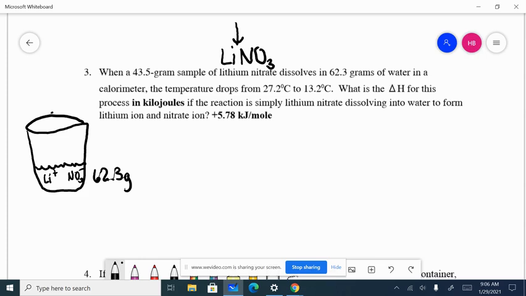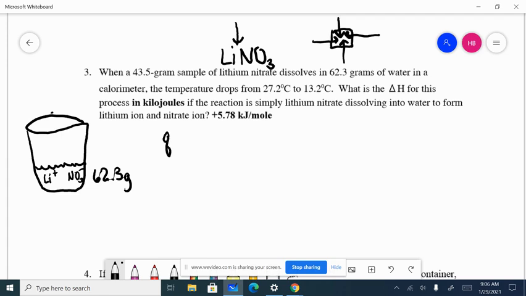energy from the water. So remember, we talked about system, and everything else is the surroundings. So what's going to happen is the system, which is the lithium nitrate, is going to absorb energy. So this is an endothermic process, not a chemical reaction, but an endothermic process. We're going to use MCAT again.